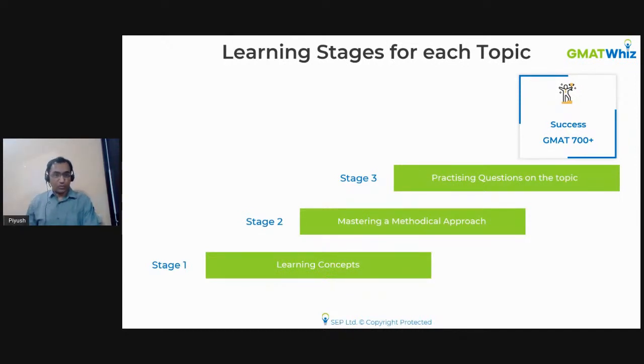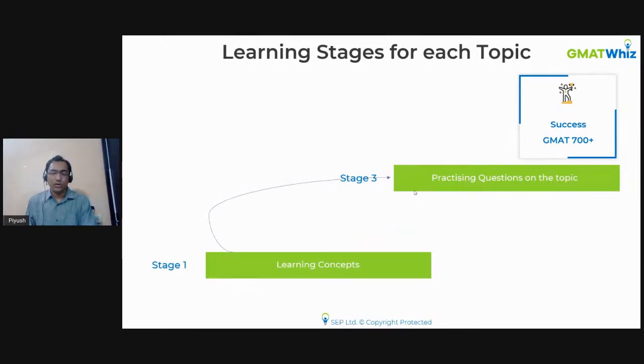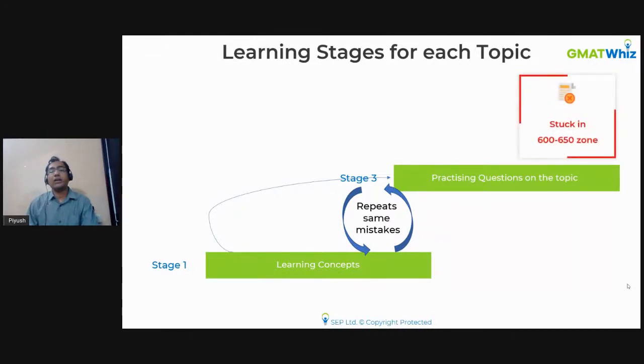But the problem with students that I face most of the time is that they don't understand the importance of stage 2. They directly jump from stage 1 to stage 3. They learn concepts and they go about solving lots of questions, tons of questions every day. Wherever they can get hold of a question, they do it. I'm not saying solving questions is wrong, but the problem with this approach is if you start solving questions right away after you learn concepts, you will keep on probably repeating the same mistakes. You won't even understand why you are making those mistakes. And what will happen in the end is, even after putting in a lot of effort, you will get stuck in the 600 to 650 zone.